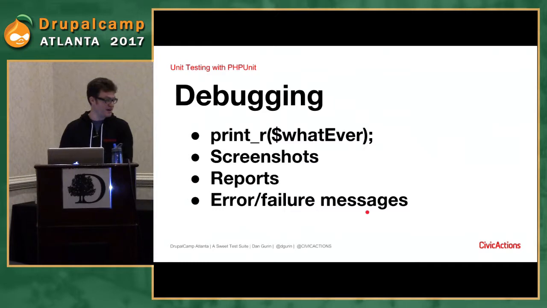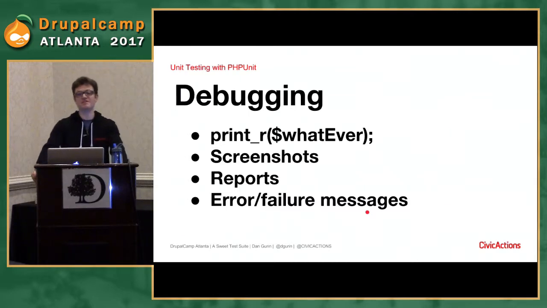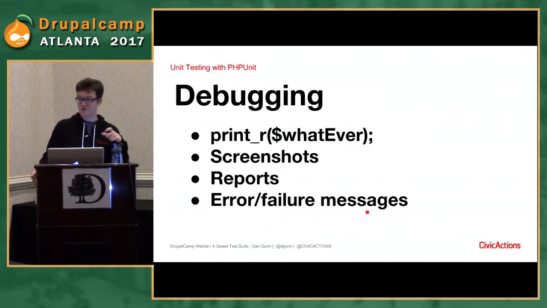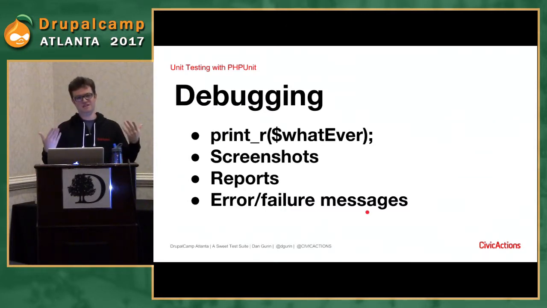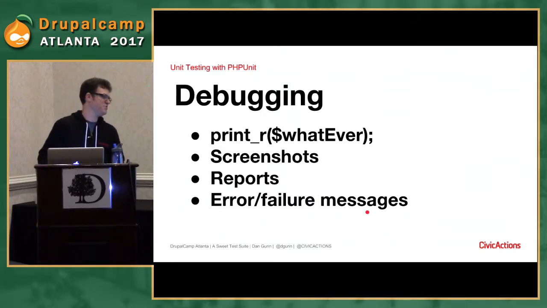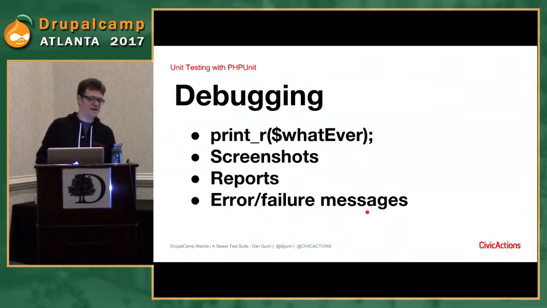Again, debugging, print R is your friend, although it does fail silently, so sometimes it's not your friend. Sometimes I like to do a print R with a string in front of my print R with the variable, so if nothing returns from the variable, I can at least see that there's nothing. You can also configure screenshots and reports, and you can see messages that you get back if there are errors or failures. Usually pretty good clues into what is or is not happening.